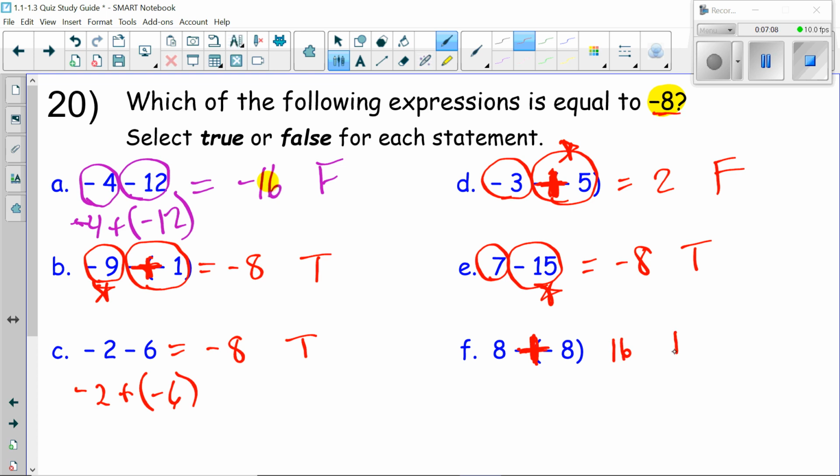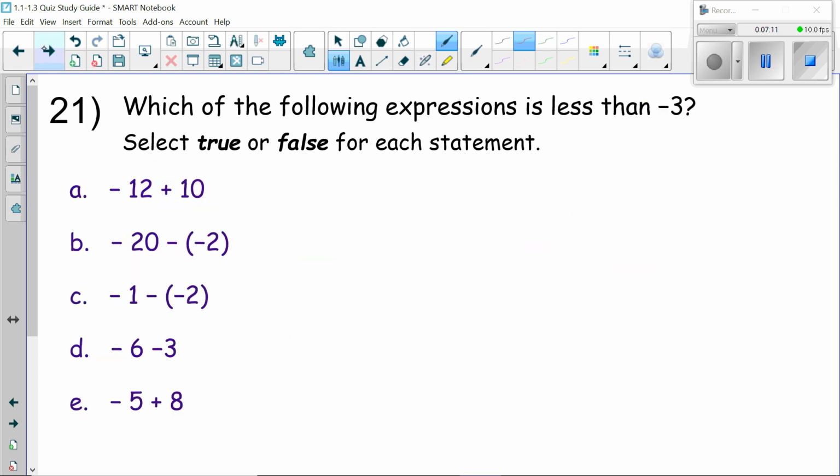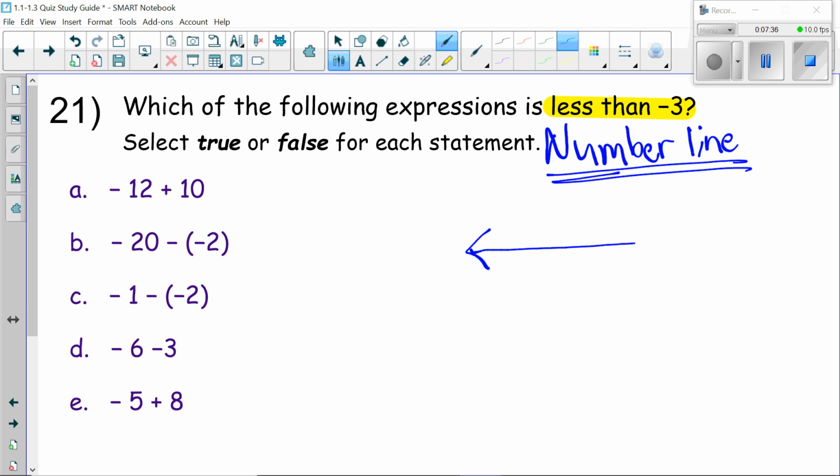Okay, last question. This one's a little different. Be careful of your words on your last question here. It says, which of the following expressions is less than -3? I'm going to tell you right now, a number line will help you. Please do this on your quiz because you won't miss it. So if you draw a quick number line, and we're looking for -3, and it has to be less than, I'll just throw it here. This will be our 0. This is -3, and over here is a +3.